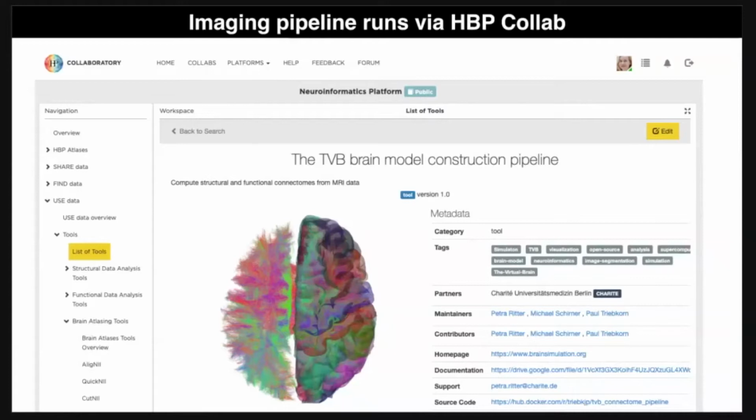You might have heard about the European Human Brain Project, which has a goal to build infrastructure for neuroscientists to share data, but also to share software and tools, and also computation resources and storage, in order to make more benefit from the large amount of data that are available in the community. So the pipeline can be run via this joint workbench or workspace.